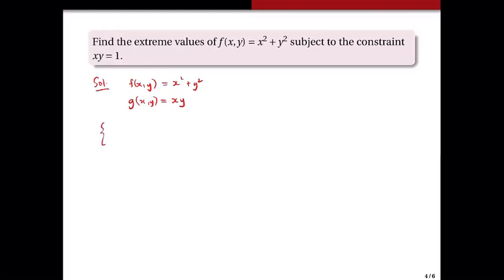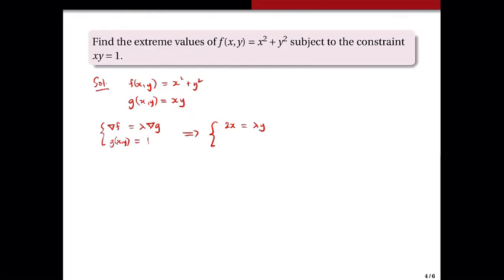So we have gradient of f equals lambda gradient of g. And of course, you have here g of x comma y, let's put this as 1, since it's already given to be 1. For this, we have the gradient of f, so the partial derivative with respect to x is 2x on the left-hand side. On the right-hand side, the partial derivative of g with respect to x is just y, so we will have lambda y.